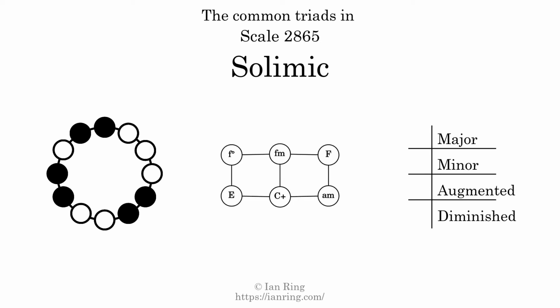101100110001. Here are the common triads present in this scale. The diagram in the center is a graph of parsimonious voice leading between triads. There are 2 major triads. There are 2 minor triads. There is 1 augmented triad. There is 1 diminished triad. Here is a Hamiltonian path of parsimonious voice leading that uses all the triads.